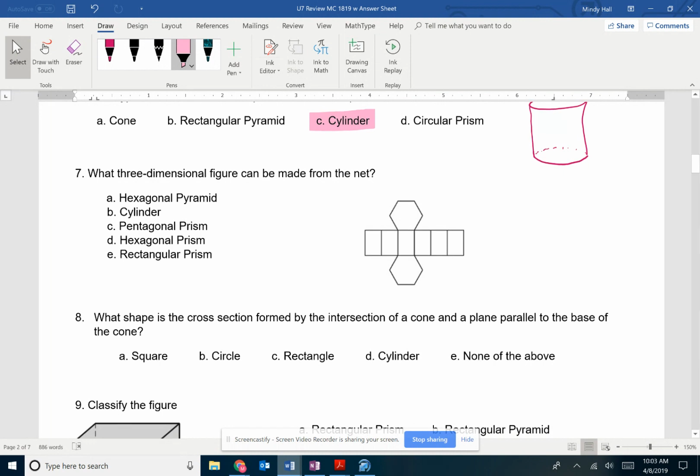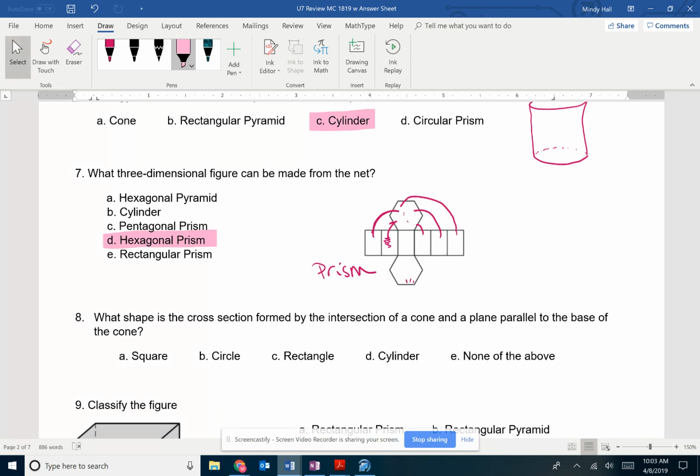So from this net, when you have a net, just pretend you're folding it up, if you could actually fold it up. So looking at this, this would fold up to be over here. This would fold up to be over here. This would be this side, this one would be this side, and then this would be the very top. So if you notice, all of this would just wrap around that hexagon. And because I have 2 hexagons, I know it's a prism. So then it would be a hexagonal prism. So D.